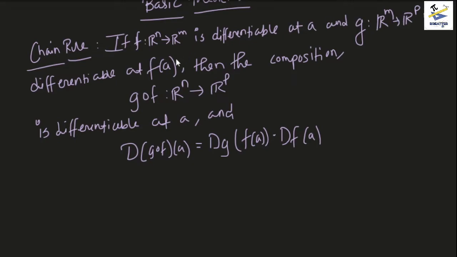Because remember that f of a is an entry from R to the power m and g has the domain of R to the power m, right? Then the composition g circle f, or g of f basically, which goes from R to the power n to R to the power p, is differentiable at a, and the differentiation is given by this. Well, this can also be written as this in simple terms: g prime of f of a, as we used to write in the functions where we had the old chain rule, but this is just the same.